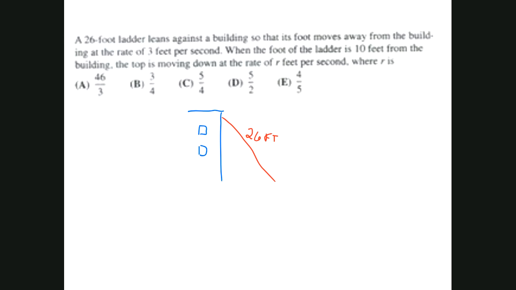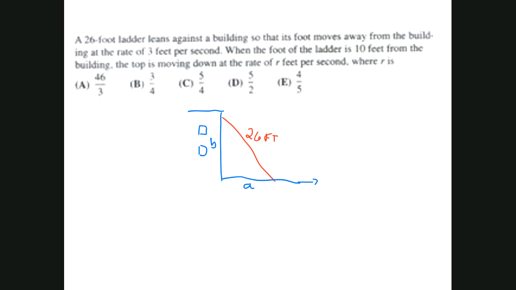Okay, so we've got a 26-foot ladder. That ladder is constant. It leans against the building so that its foot moves away from the building at a rate of 3 feet per second. Okay, so let's call this A, and let's call this height B. So what did they just give me in the problem? They said that the ladder is moving away from the wall at a rate of 3 feet per second. Those are the kinds of things you have to pull out of problems like this. You have to sit down and think, okay, what is that 3 feet per second? What is that?